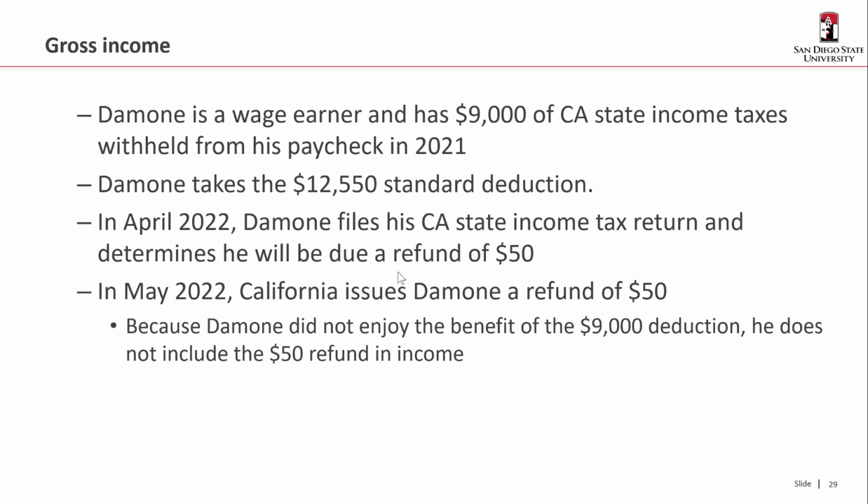So if we change the facts slightly, he's a wage earner. He's got $9,000 of California state income taxes withheld from his paycheck. So a lot more, right? I got the standard deduction right on this one. He takes the $12,550 standard deduction, files his tax return. Turns out he gets $50 back, right? So he's over-withheld. Again, most taxpayers are in this situation. So he's going to get a $50 check from the state of California. Well, in this case, because he did not enjoy his California state income tax deduction, because he took the standard deduction, he does not have to include that $50 refund in his income. That's the tax benefit rule. If you benefited from it, you include it. If you didn't benefit from it, then you don't have to include it.